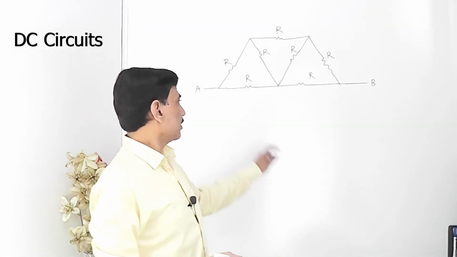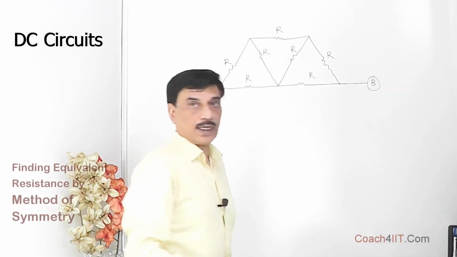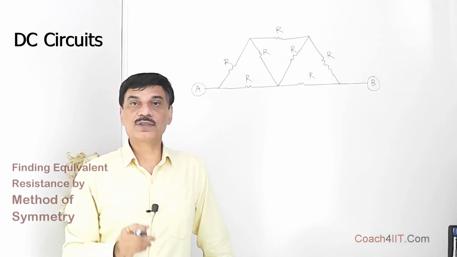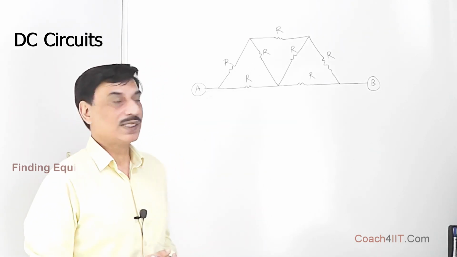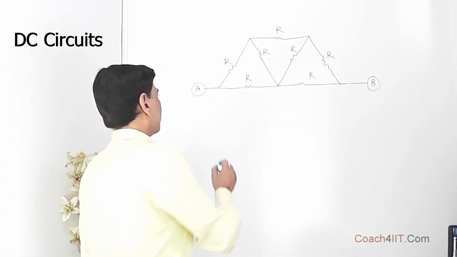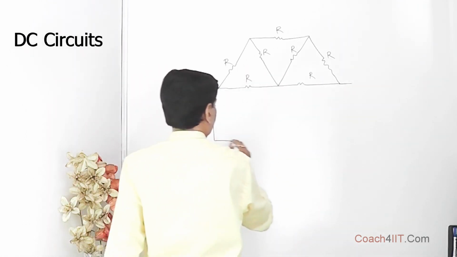Find the equivalent resistance between the ends A and B, and we are going to use the method of symmetry to find the equivalent resistance. We see that this network is quite symmetrical. Let's say we connect a battery between these two terminals.